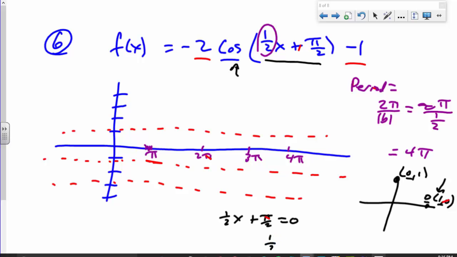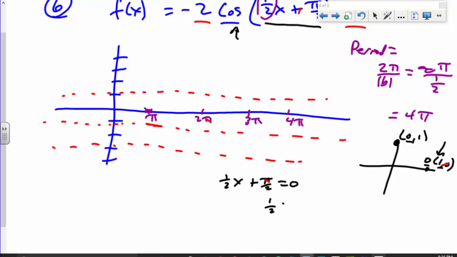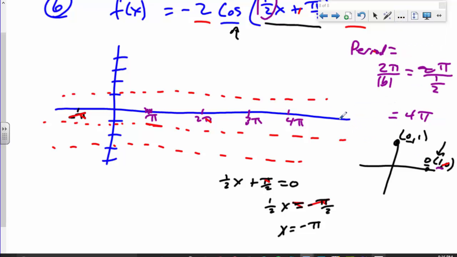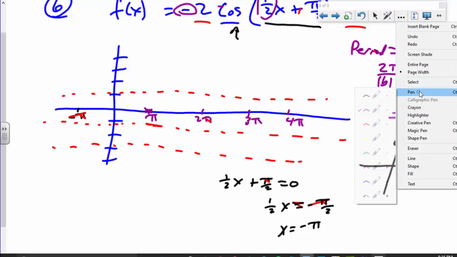That means that 1/2 x, let's scroll down a little bit, is equal to negative pi over 2. Multiply both sides by 2, x is equal to negative pi, which is easy enough to draw because we'll just go in pi in this direction. This is negative pi. So I say, okay, that must be a maximum point because that's where cosine is 1. But that's not true again, because in front of cosine we have a negative, which means that this is not a maximum, it's actually a minimum point.